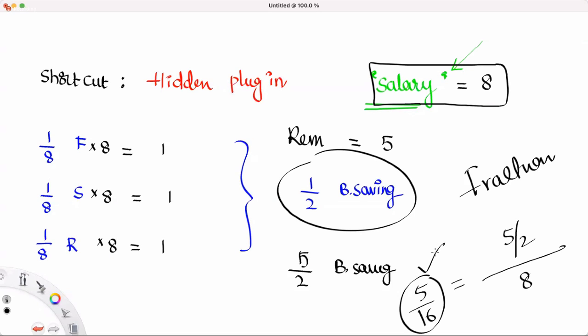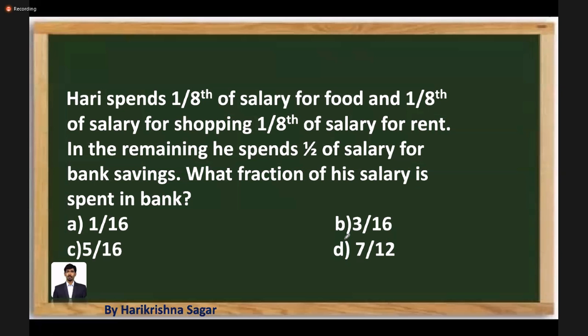Whether this is easy or that is easy, you can decide based on that, and you can mark your answer choice. I hope you are able to understand the point. I'm just going with the hidden plugin strategy.